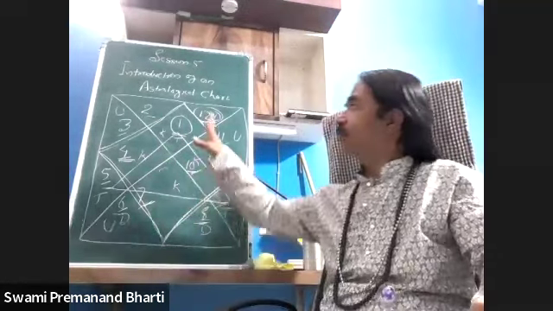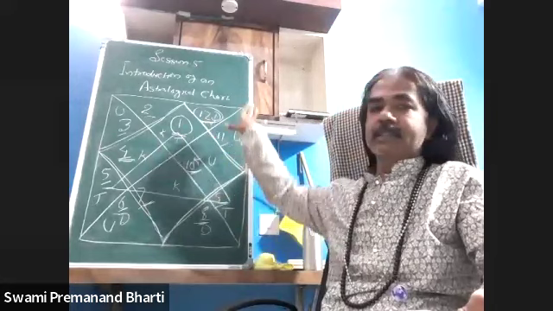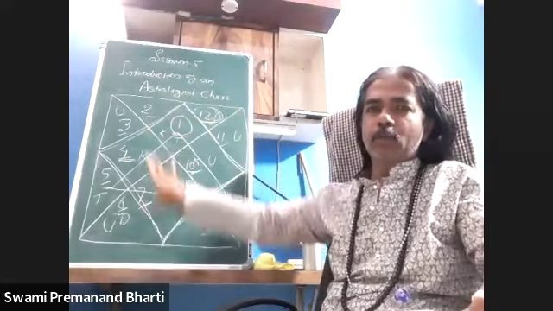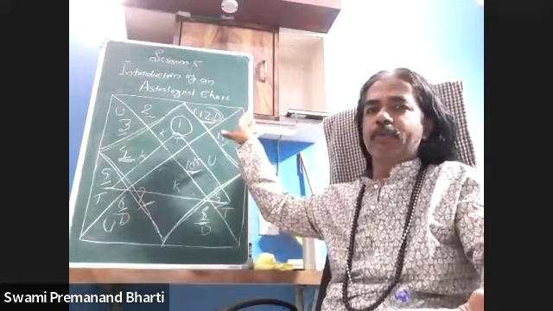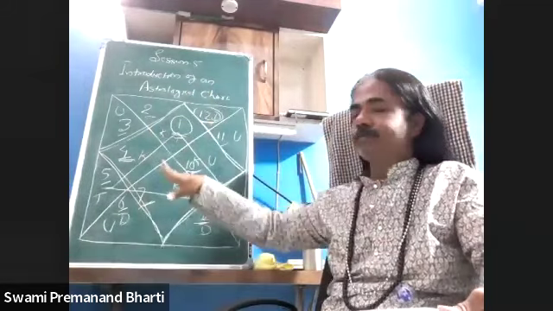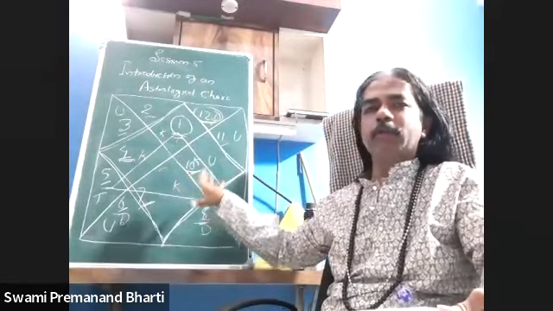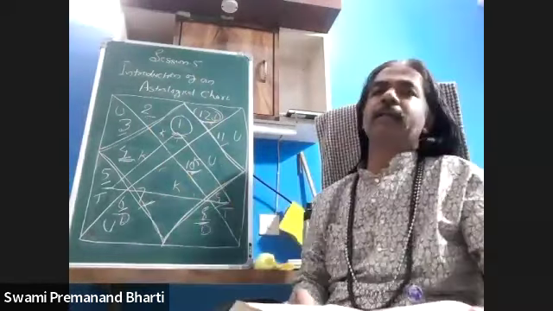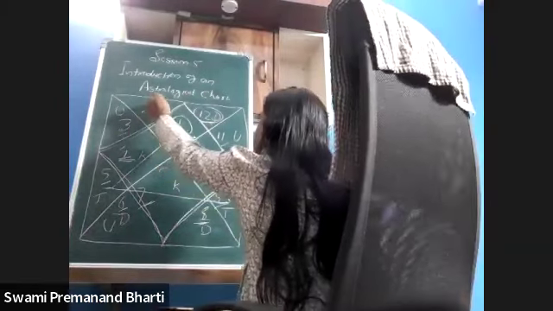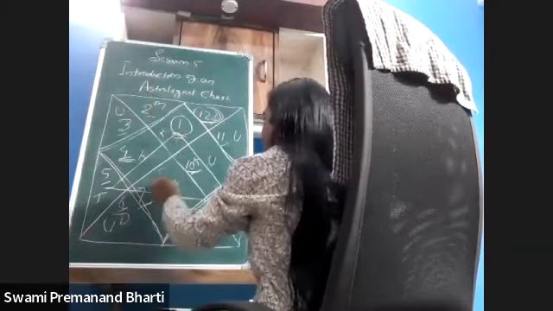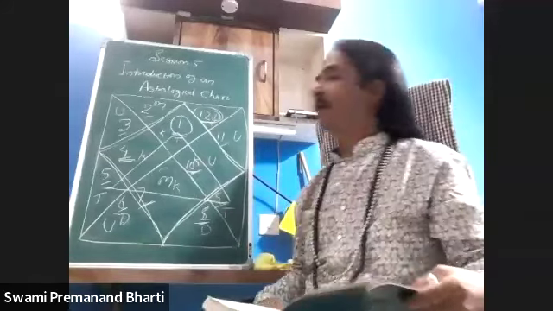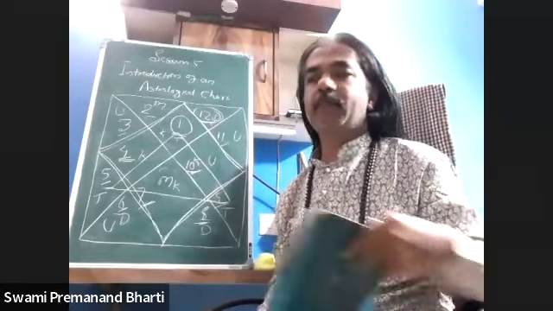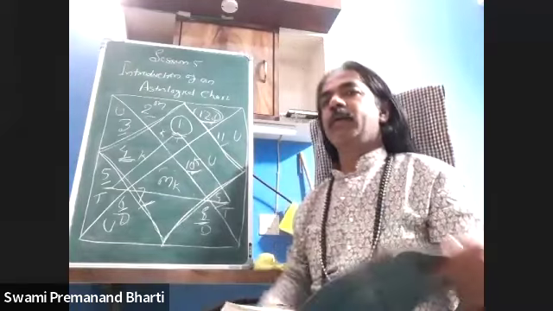So these are four houses, 3, 6, 10, 11. These are Upachaya houses, which grow with time because of the portfolio they carry. Then there is another house group called Marka houses. They are second and seventh. Second and seventh are Marka houses.